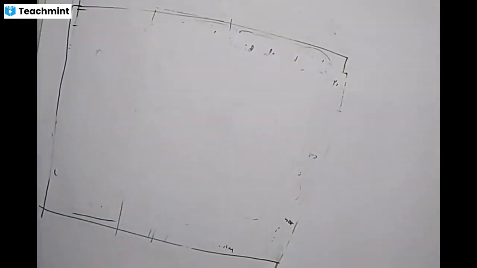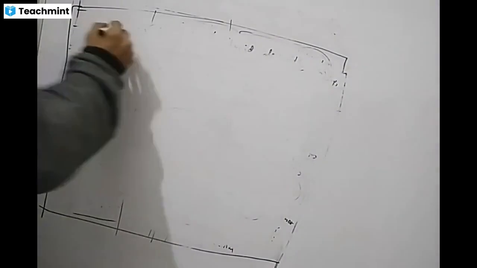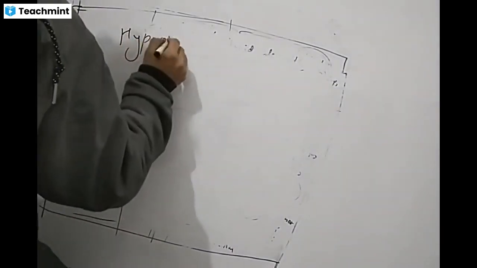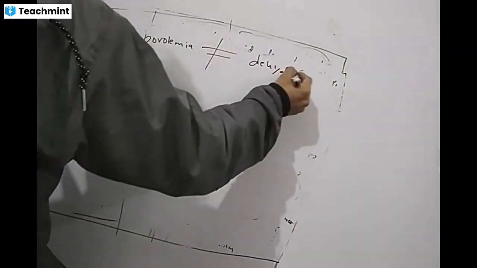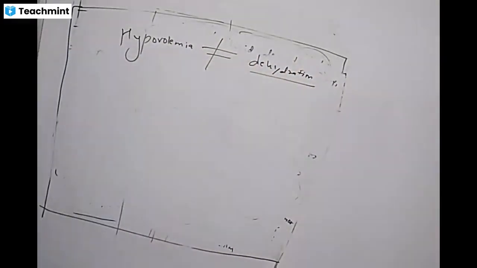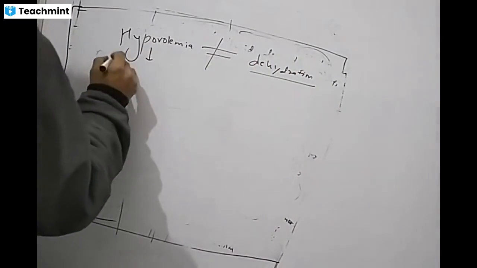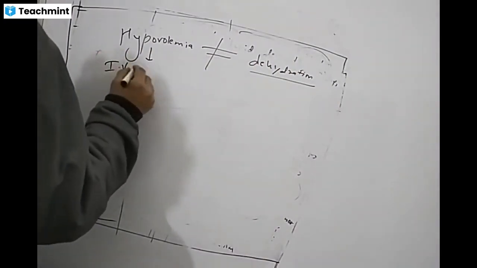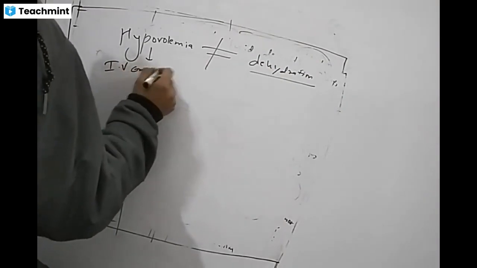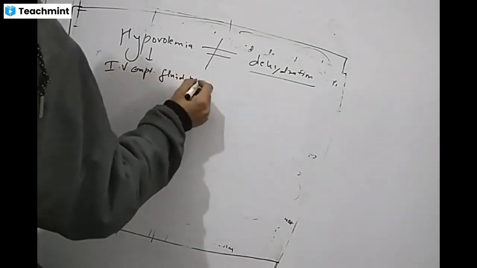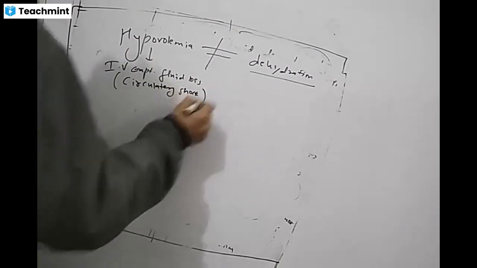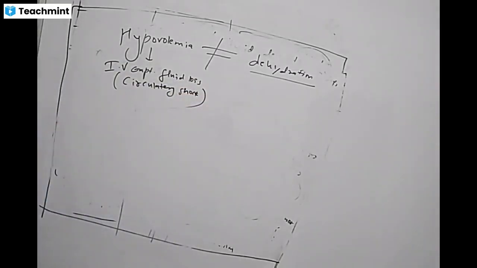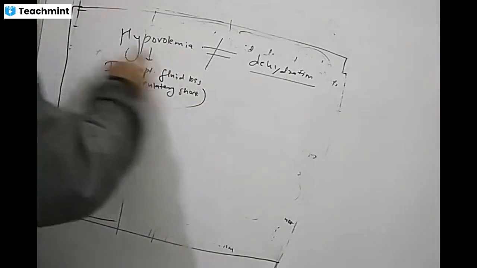So these two terms, hypovolemia is not equal to dehydration. Both are different. Hypovolemia means loss of fluid from the intravascular compartment, and it is nothing but your circulatory shock. Circulatory shock may be of three types, like cardiogenic, distributive, and your hypovolemic. Out of those, the most common is the hypovolemia.